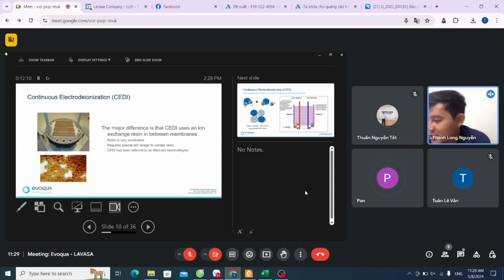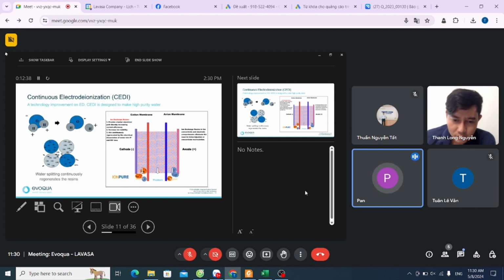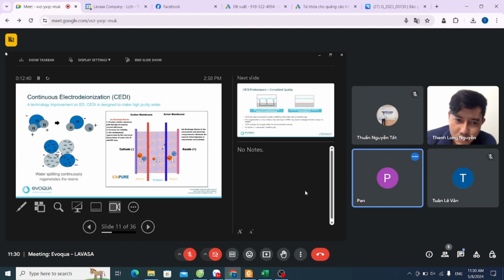I'm sorry, I must confirm about that. After the RO, conductivity is below 5 microsiemens, and after we go out of the EDI system, it goes over 5 microsiemens, right? After the EDI, the quality will become better. If you see the video here, the water is coming from the RO. Okay, I understand why EDI needs RO permeate. Yes. Okay, let me explain.